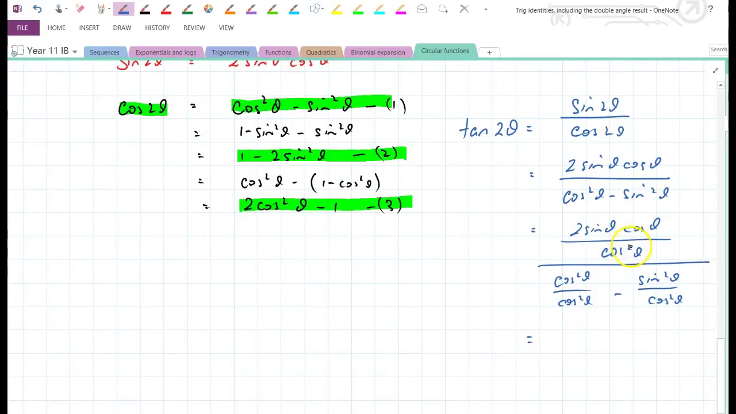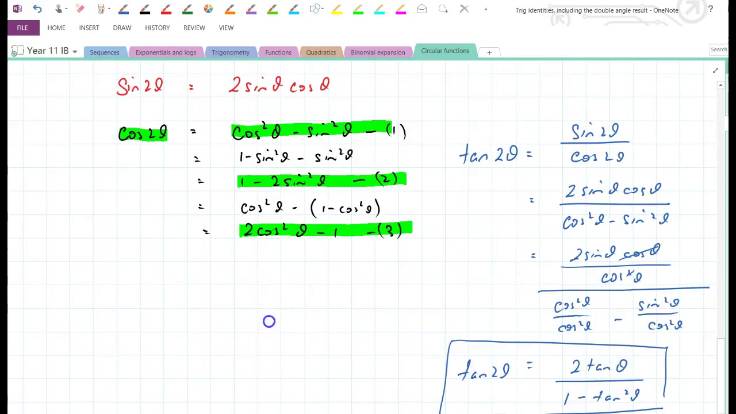Okay, now look at this. I cancel that squared with that, so I end up with 2 sine theta over cos theta, which we all know to be 2 tan theta on top. Cos squared theta over cos squared theta is 1. Sine squared over cos squared is tan squared theta. So there's my result for tan 2 theta. Lovely.